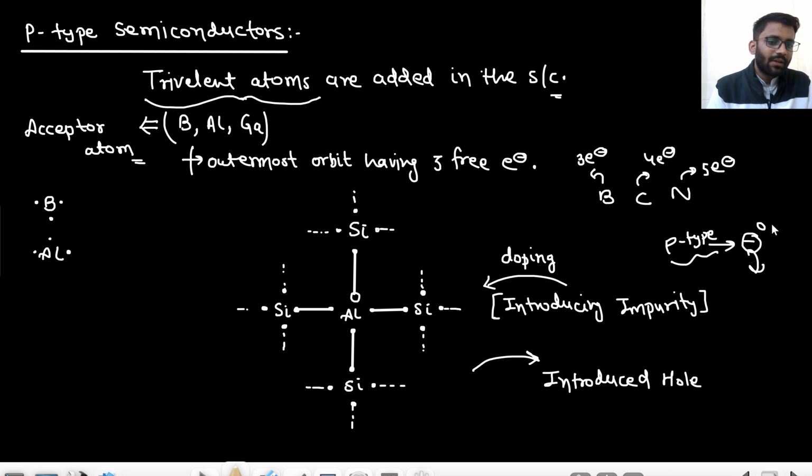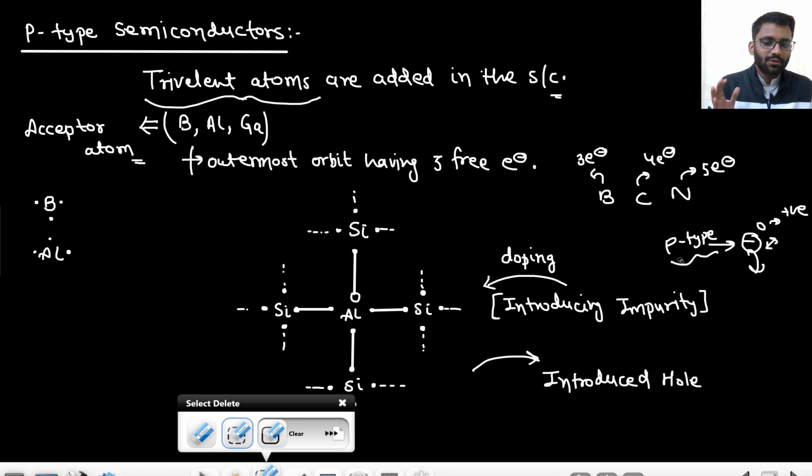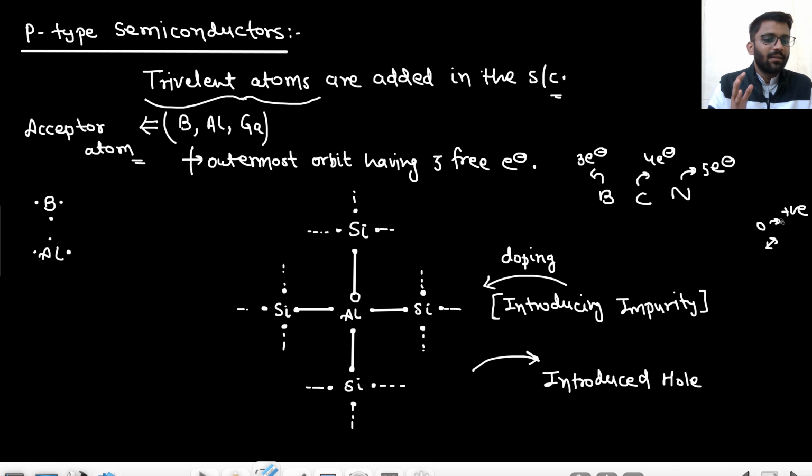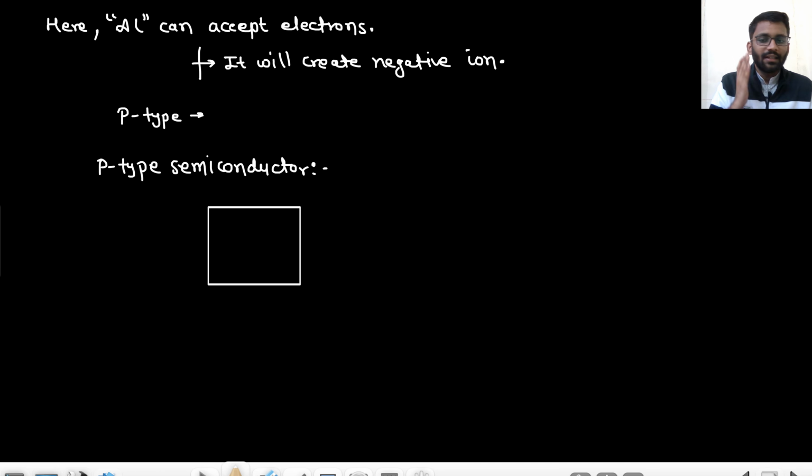So this is negative and hole is kind of positive, because it is the vacancy of electron. Electron is kind of negative. So hole is kind of positive and it is negative. So positive and negative, that means it is electrically neutral. Basically every semiconductor, be it pure or impure or p-type or n-type, intrinsic or extrinsic, every semiconductor is electrically neutral. Here what I have written, aluminum can accept electron, so it will create a negative ion.